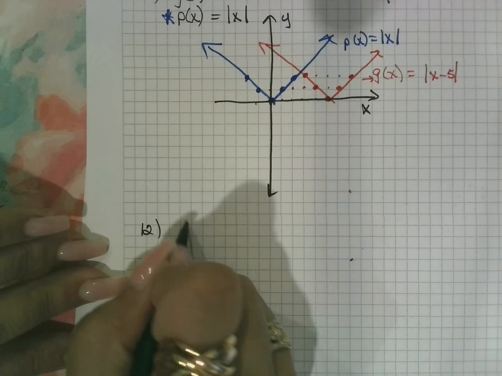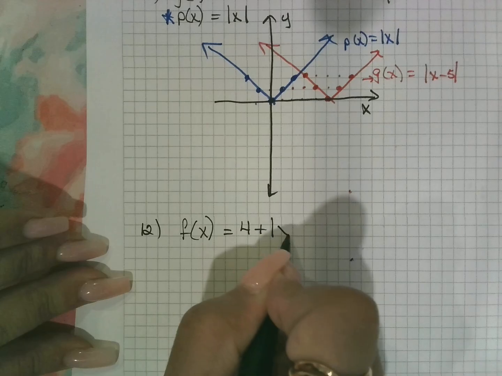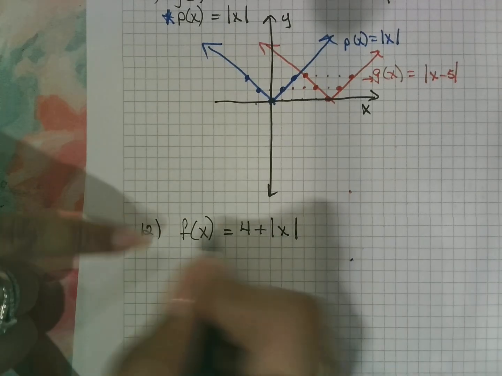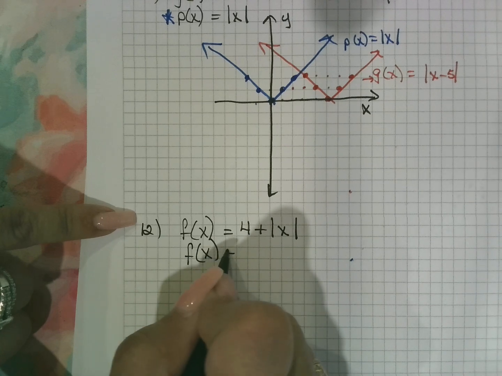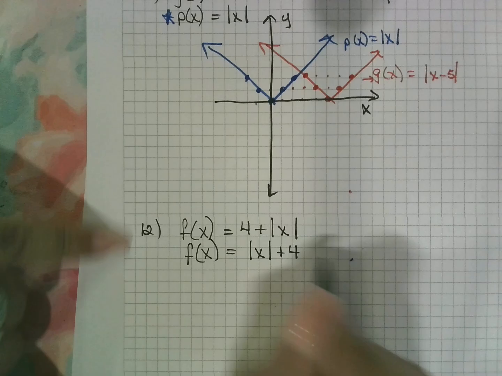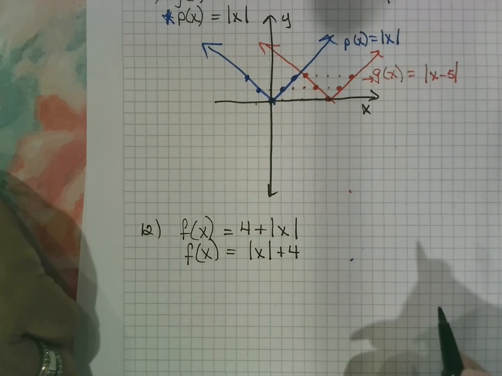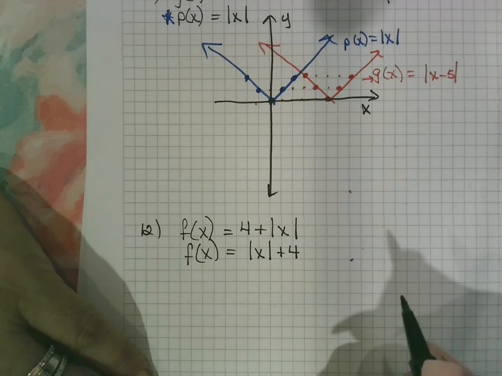Number 12, we have f of x equals 4 plus the absolute value of x. Now this one might look a little weird to you, so let's make it look less weird by flipping these guys around. This is absolute value of x plus 4. You can absolutely do that. That's just the commutative property of addition. 3 plus 2 is the same as 2 plus 3.